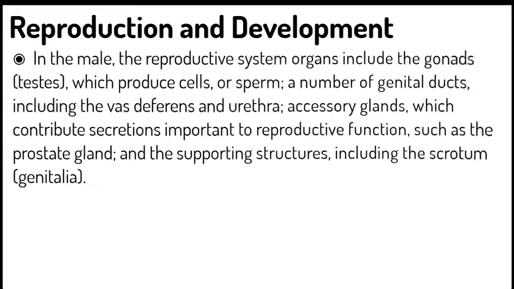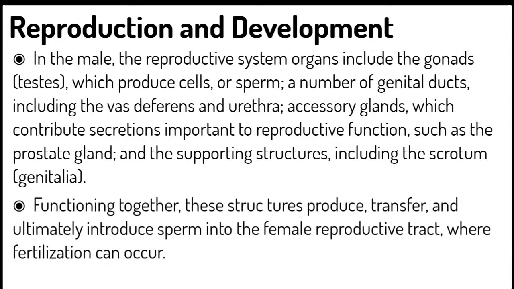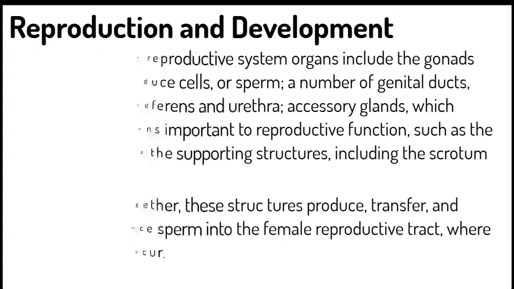In males, the reproductive system organs include the gonads, testes, which produce sex cells or sperm, a number of genital ducts including the vas deferens and urethra, accessory glands which contribute secretions important to reproductive function, such as the prostate gland, and the supporting structures including the penis and scrotum genitalia. Functioning together, these structures produce, transfer, and ultimately introduce sperm into the female reproductive tract where fertilization can occur.